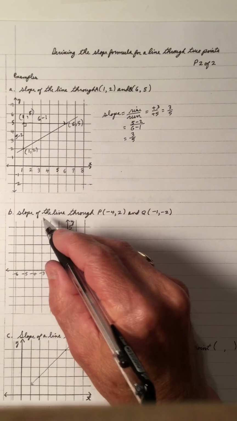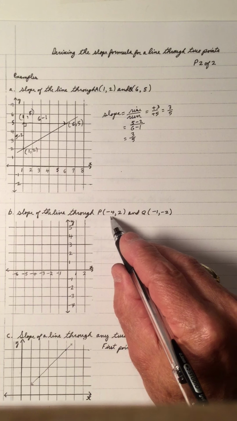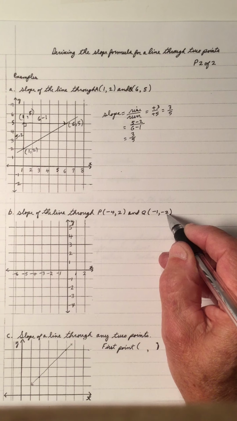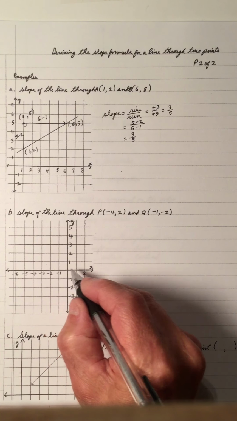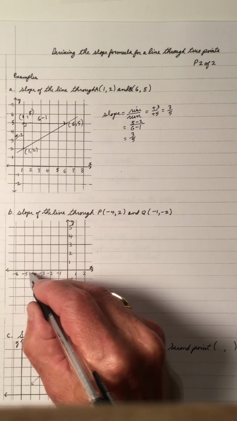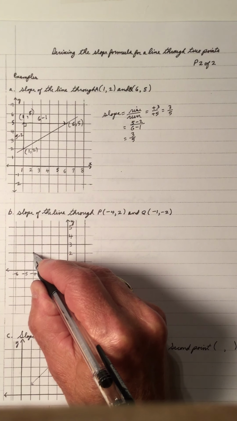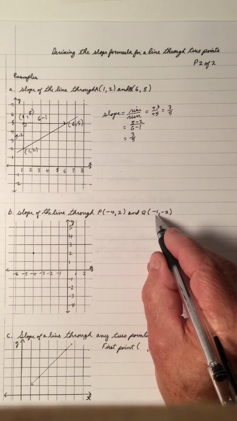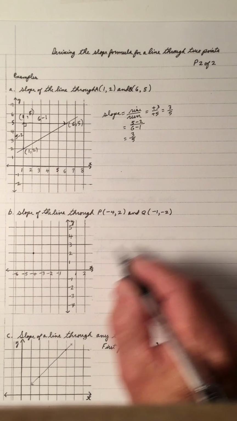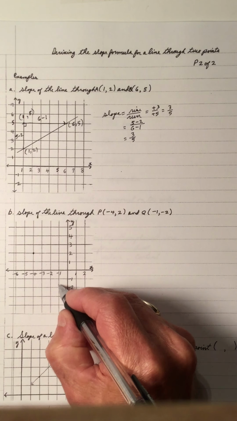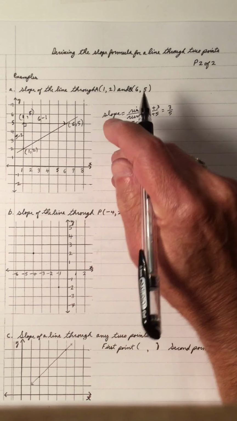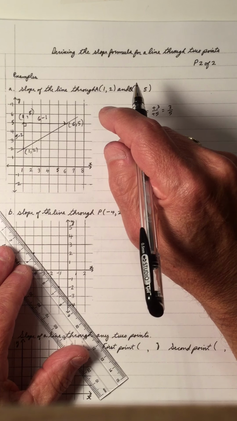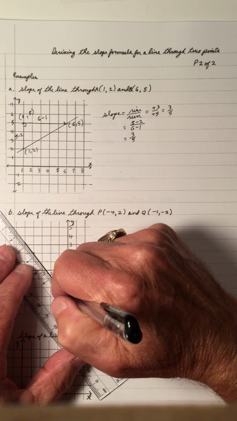That's one example. Let's do example B, the slope of a line through (-4, 2) and (-1, -2). So for (-4, 2), x is negative 4, 1, 2, 3, 4, and y is 2. So that's that point there. And (-1, -2): x is negative 1 right here, y is negative 2 right there. Now we draw the line going through those 2 points, here it is.